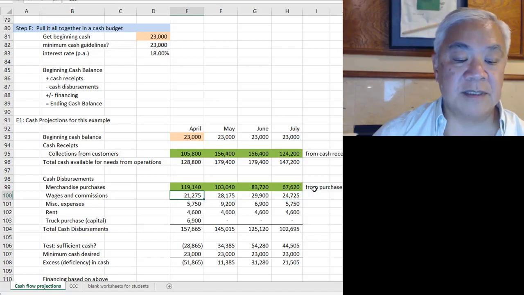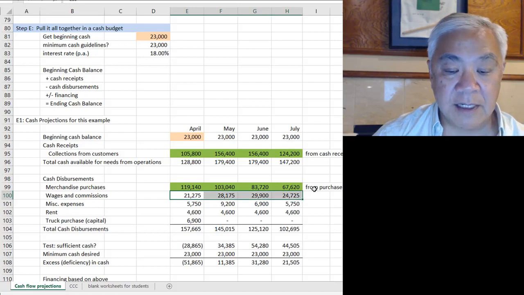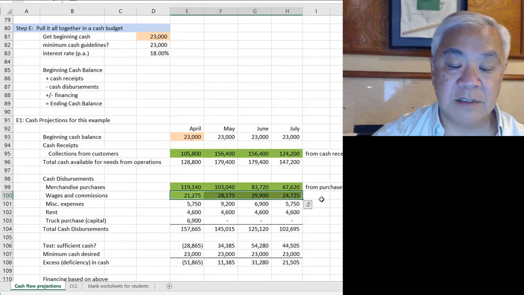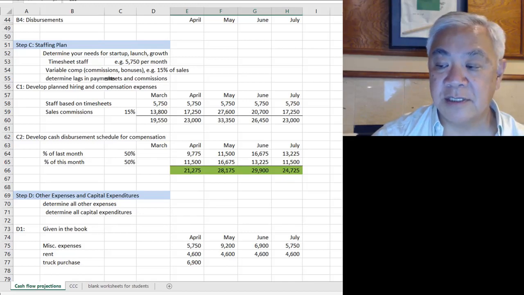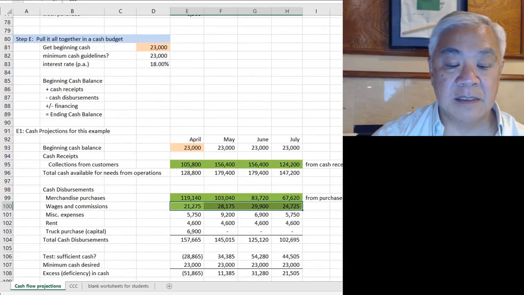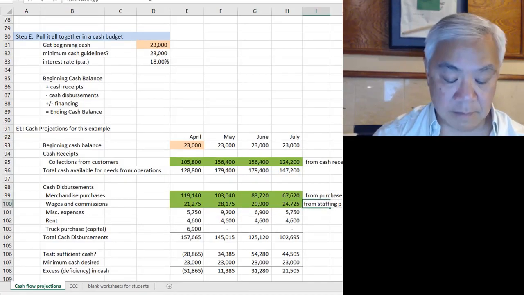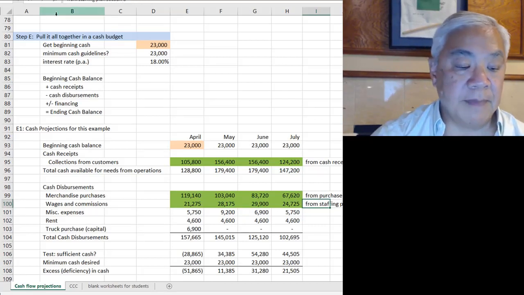And next we have wages. This is the cash flow for wages. So this number we also calculated. So this I'll call green, and we'll look for it, 21,000 down to 24, and we'll see it is right here, 21,000 down to 24, which is section C, the staffing plan. So this is from staffing plan, section C.